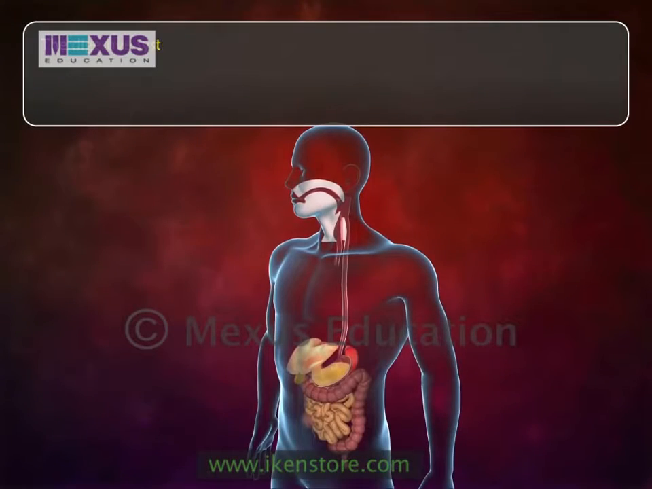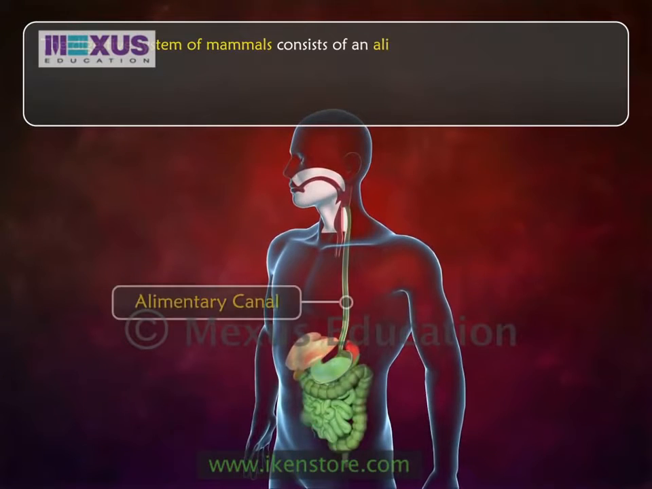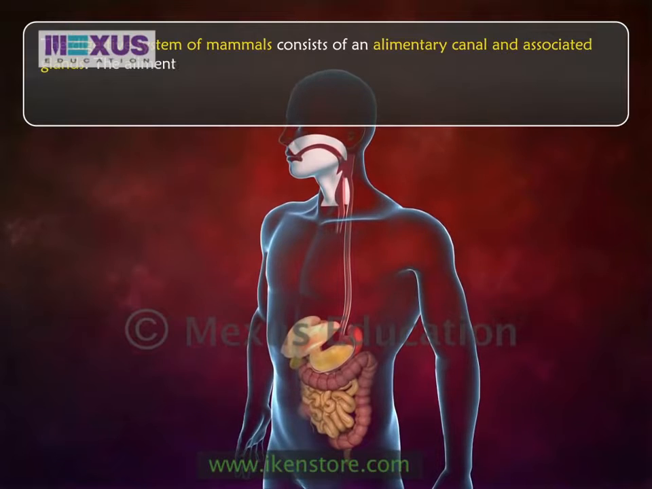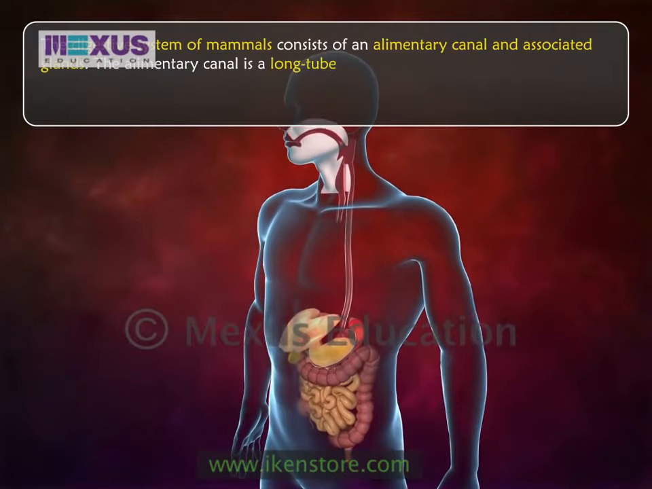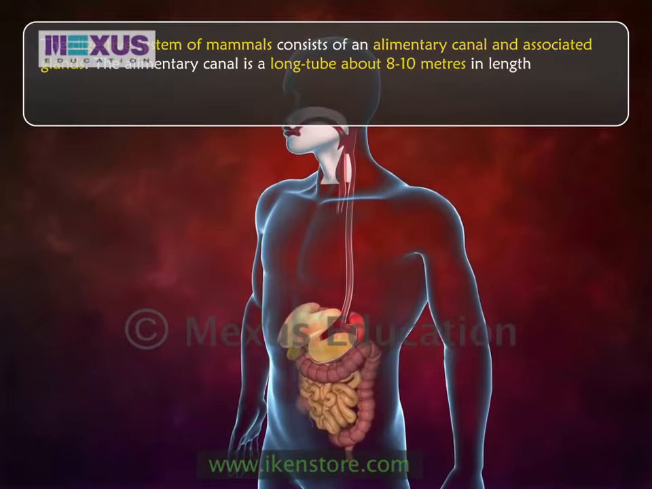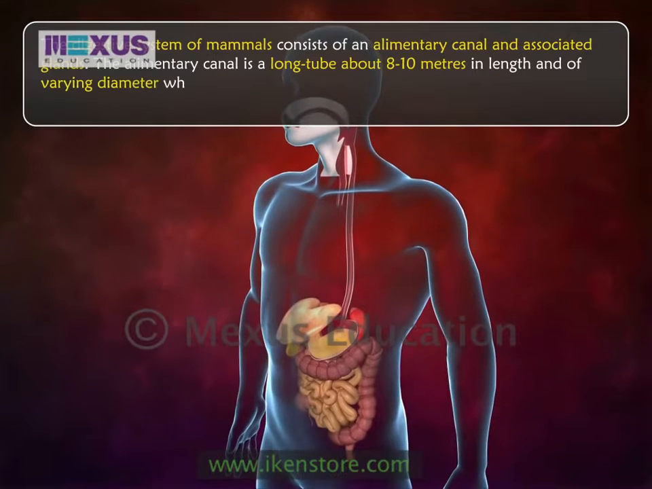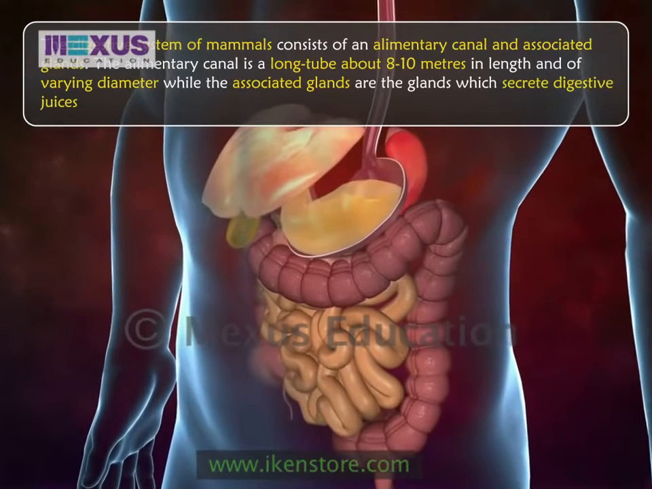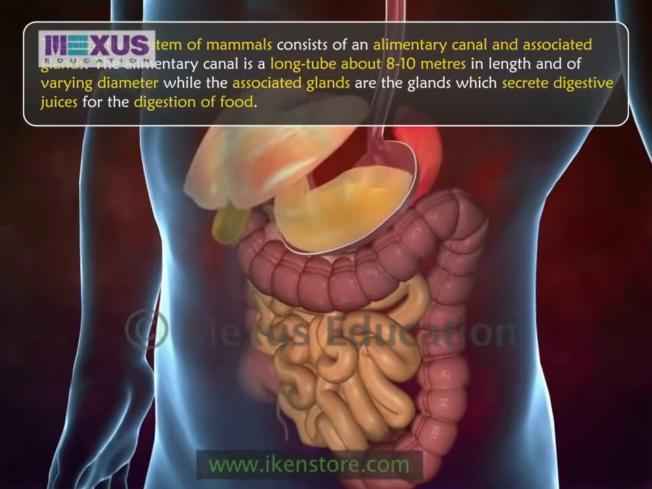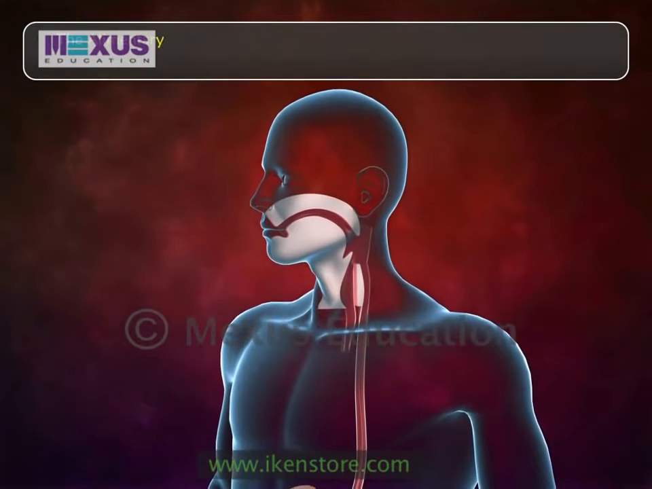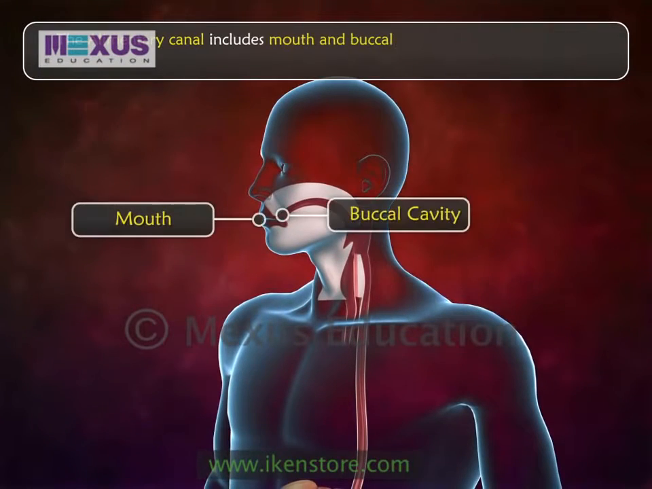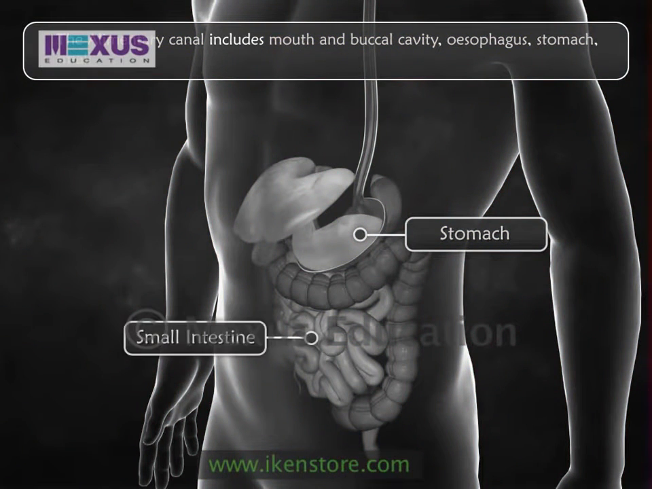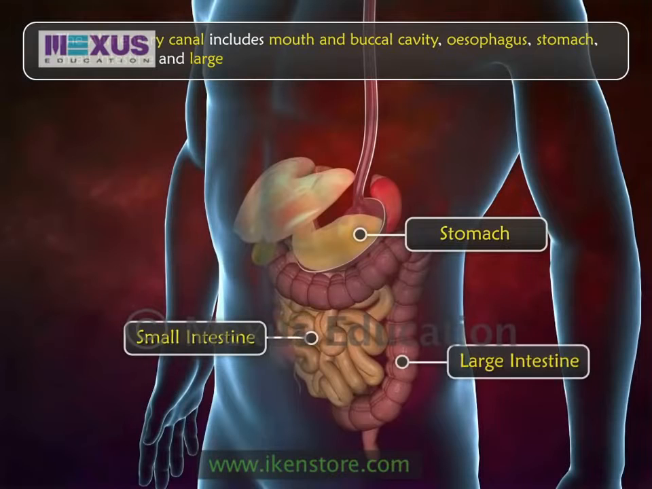The digestive system of mammals consists of an alimentary canal and associated glands. The alimentary canal is a long tube about 8 to 10 meters in length and of varying diameter, while the associated glands are the glands that secrete digestive juices for the digestion of food. The alimentary canal includes the mouth and buccal cavity, esophagus, stomach, small intestine, and large intestine.